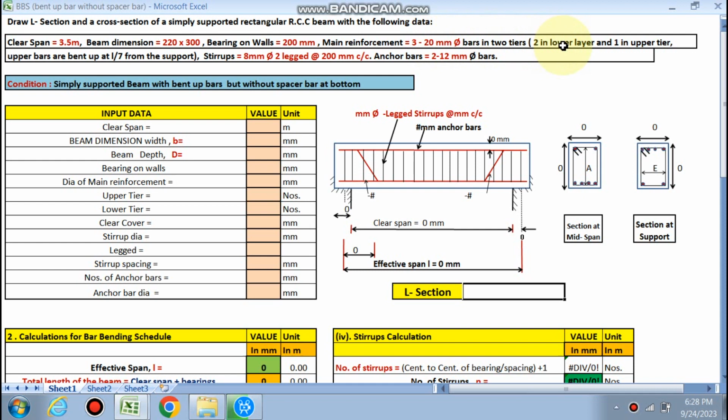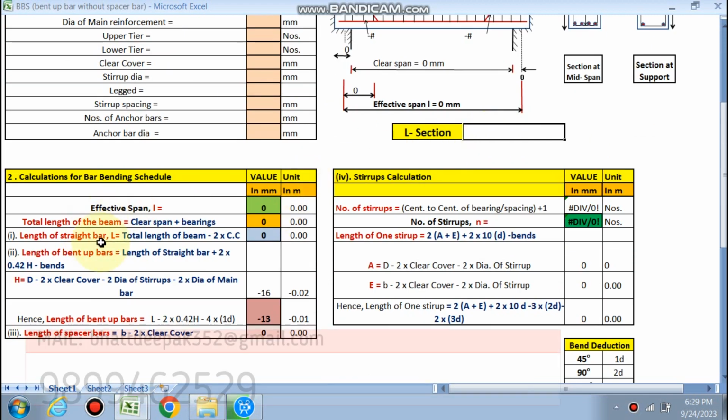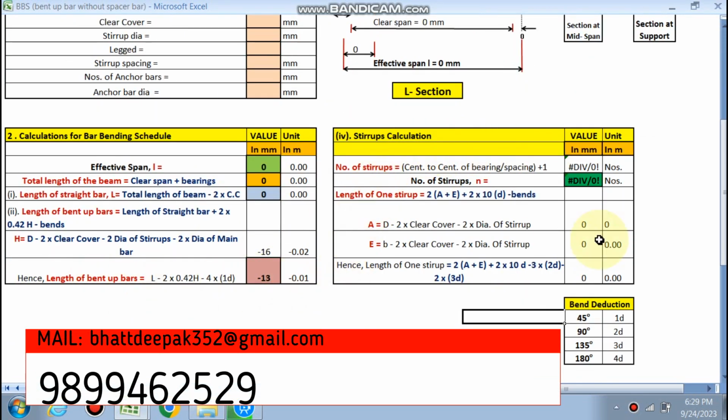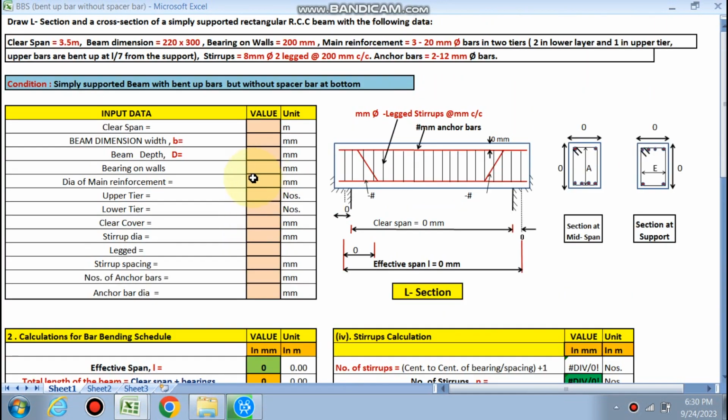Main reinforcement is given in the lower tier which will go throughout the wall, and one in the upper tier which will be bent up at a particular distance L/7 from the center of the support. Stirrups are 8 mm, two legged, 200 mm center to center, and the anchor bar, this is the hanger bar, 2 of 12 mm dia. So we need to find the length of the straight bar, the length of the bent up bar, the number of stirrups is calculated, and the bar bending schedule will be calculated. So we need to fill our data in these pink cells only.